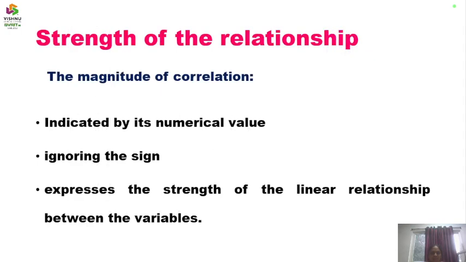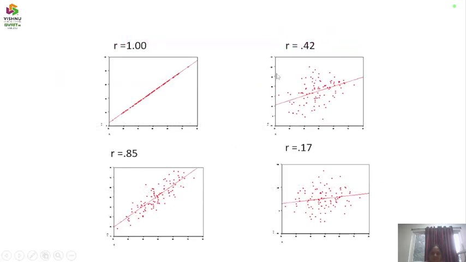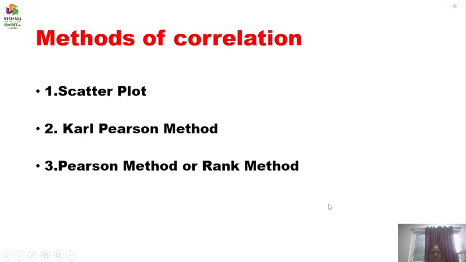Then the strength of the relationship: the magnitude of the correlation is indicated by the numerical value, ignoring the sign, and expresses the strength of the linear relation between the variables. Now you can see here 1 and 0.4, 0.8 and 0.17, right? Methods of correlation. That's what I said.